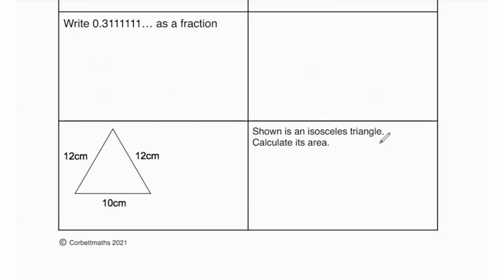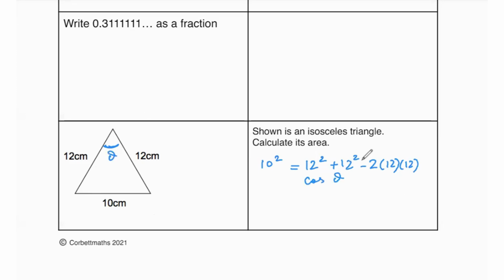Then it says shown is an isosceles triangle. Calculate the area. So to calculate the area of this triangle, what we need is the angle between two sides. If we try to find this angle, we can use the cosine rule because we have all three lengths and we have to find the angle. So we'll do 10 squared equals 12 squared plus 12 squared minus 2 times 12 times 12 times cos of theta.